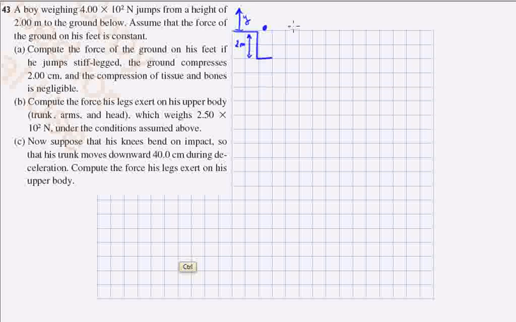Okay, so the velocity just before hitting the ground is going to be derivable from Vy squared equals Vy naught squared plus 2 a sub y times delta y. So in other words, that's going to be equal to 0 meters per second squared plus 2 times minus 9.8 meters per second squared times a displacement of minus 2 meters with the coordinate system that I've chosen.